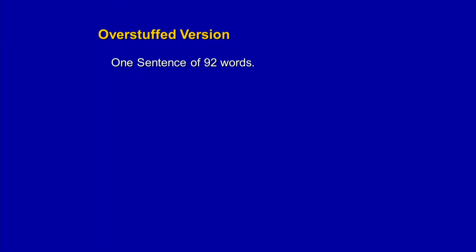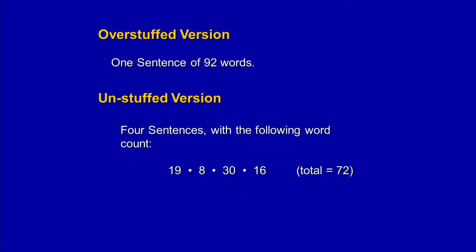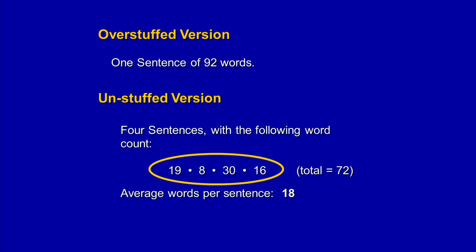Let's analyze the monstrosity that we just read. The original overstuffed sentence contained 92 words. The unstuffed version contains 4 sentences as shown here. The reduction of the total number of words from 92 to 72 is less important than this, the average number of words per sentence. That 18-word average is right in Rudolf Flesch's wheelhouse. And look at the word count for individual sentences. This variability from an 8-word sentence to a 30-word sentence makes the piece much more readable.